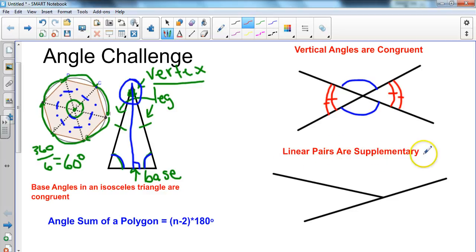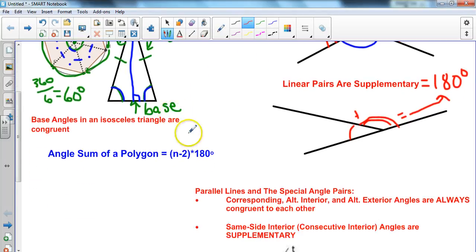Linear pairs are supplementary, meaning their sum, if you add up the two, hence the word pair, adds up to 180 degrees, right? So this angle here, if you add it to the measure of this angle here, they have to equal 180 degrees because they make a straight line, right? So we have to remember linear pairs are supplementary to each other. And we need to be able to take a number and find its supplement, meaning the other angle that adds up to 180, quickly. So use a calculator, use your head, use whatever you need to be able to find that answer quickly. But understand that concept.